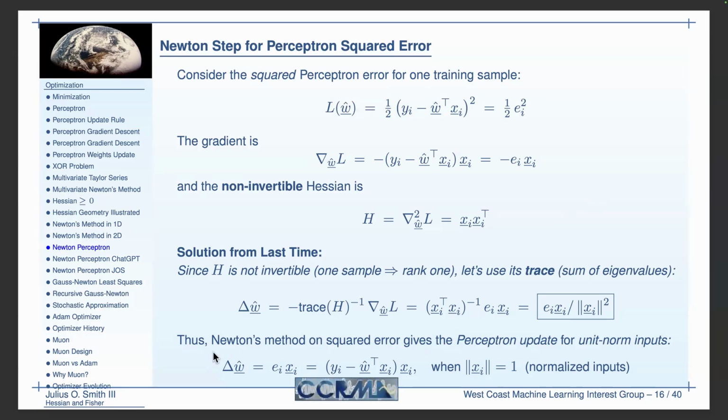Okay, so there it is. Newton's method on squared error gives a perceptron update for unit norm input. So if you take a unit norm input, or normalize, you just do RMS norm first thing, then this goes away and you get your good old perceptron update, and you use a mu of 1/2 to really get it. So that's really fun. Okay, so that was nice.